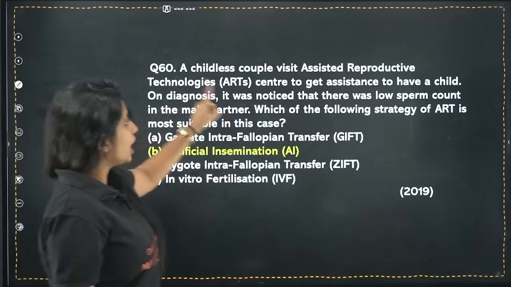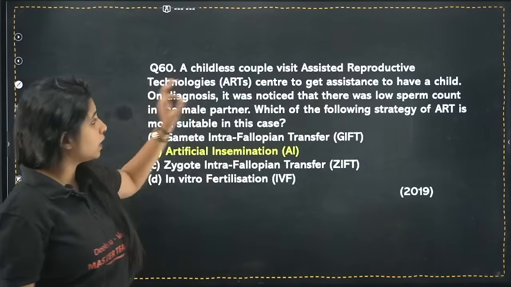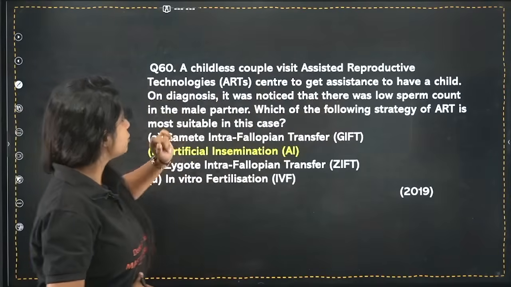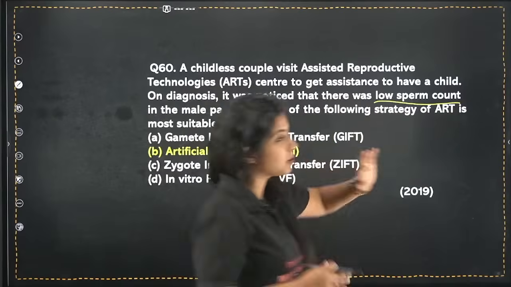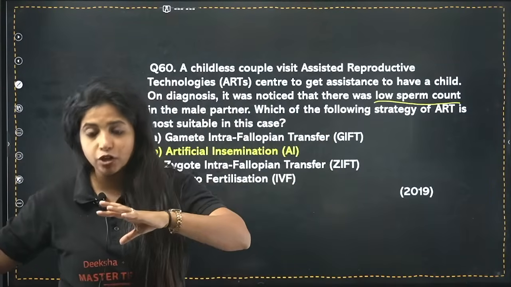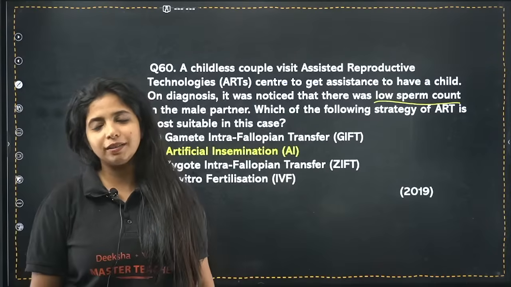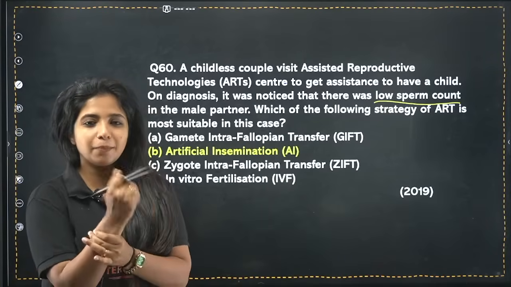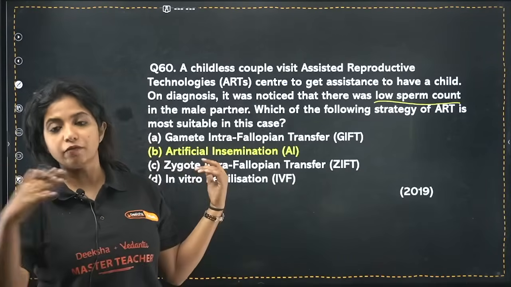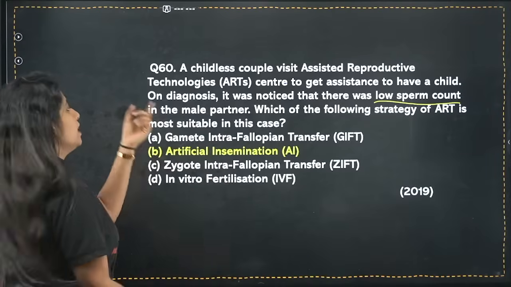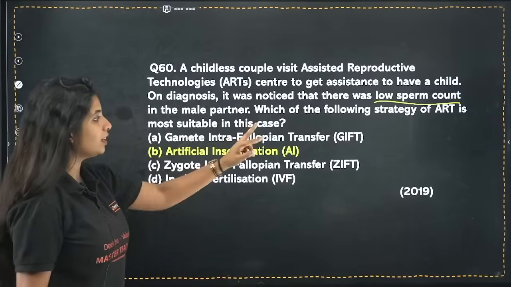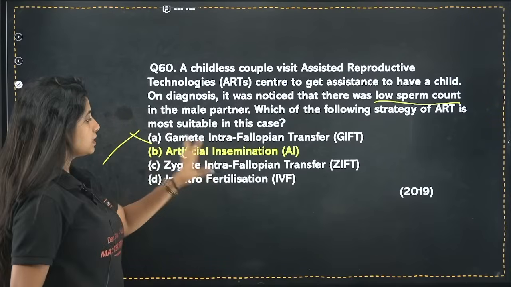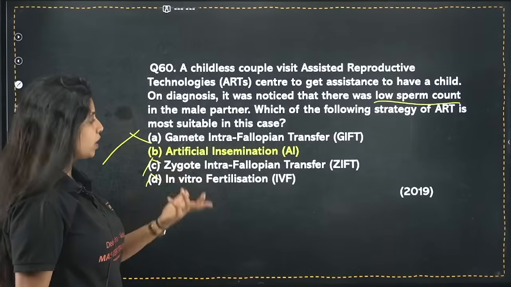The next question. A childless couple visited an Assisted Reproductive Technology Center to get assistance to have a child. On diagnosis, it was noticed that there was a low sperm count. Directly think in the direction of the male methods, that is artificial insemination or IUI. Now, which of the following strategies of ART is most suitable in this case? Gamete intrafallopian transfer, no, this is usually for females. Zygote, no. In vitro fertilization does not count over here.